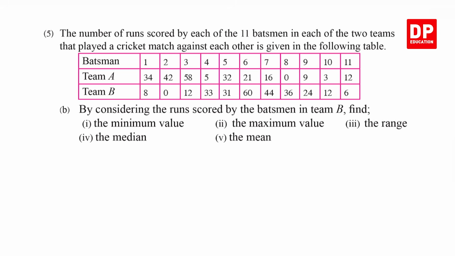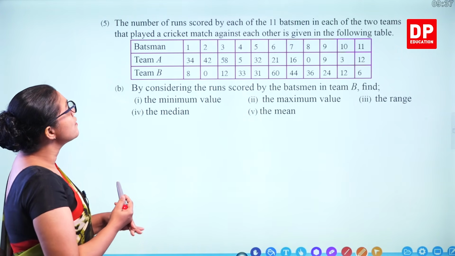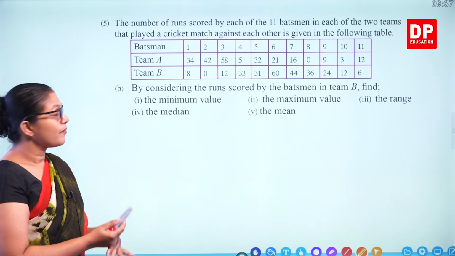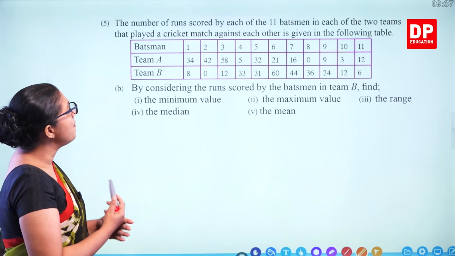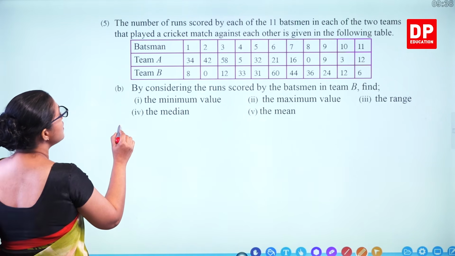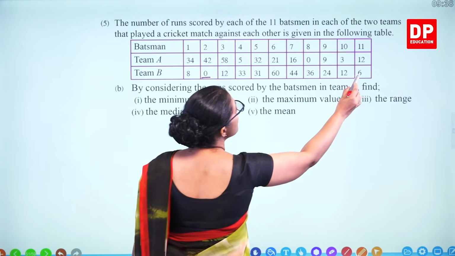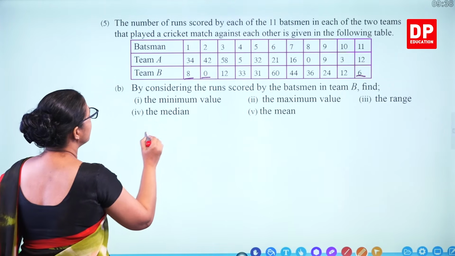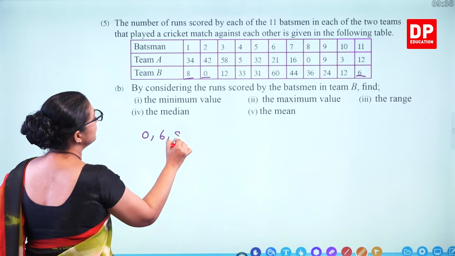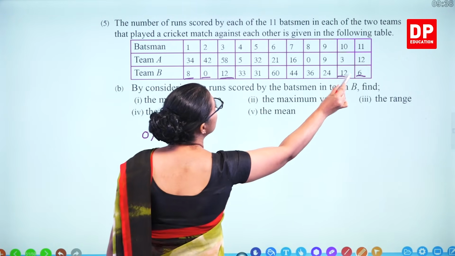The number of runs scored by each of the 11 batsmen in each of the two teams that played a cricket match against each other is given. So same thing now you have to do for team B. Arrange the data set in increasing order. 0, 6, 8, 12, 12.